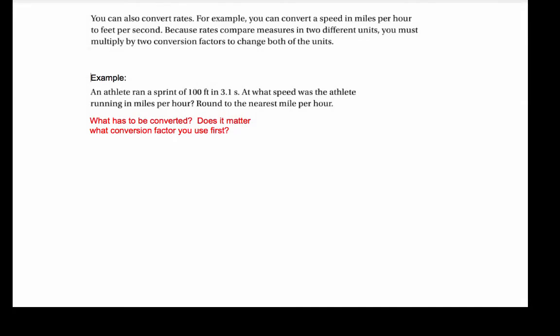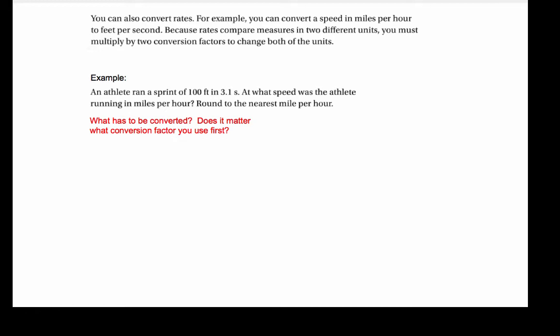meters tall. We can also convert rates. For example, you can convert a speed in miles per hour to feet per second. Because rates compare measures in two different units, you must multiply by 2 conversion factors to change both of the units. So here's an example. An athlete ran a sprint of 100 feet in 3.1 seconds. At what speed was the athlete running in miles per hour? Round to the nearest miles per hour.